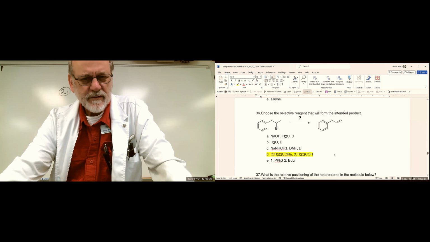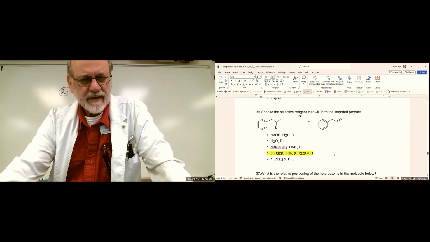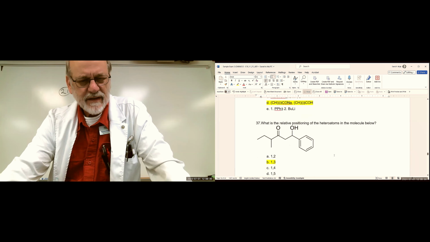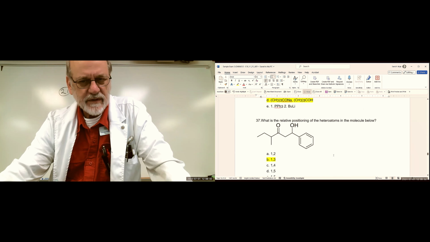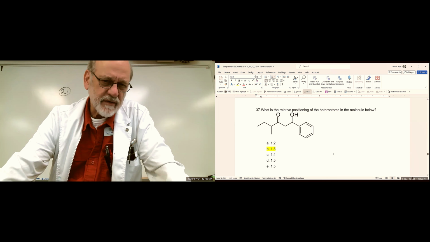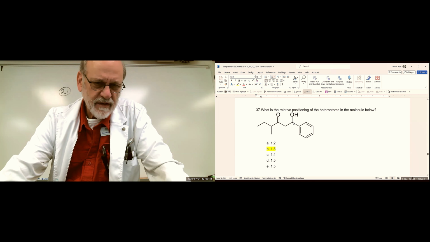It is for the intent product. Okay, we did one like that already. Relative positioning of the heteroatoms. Okay, it's the relative positioning of the heteroatoms. 1, 3. 1, 2, 3. Yeah.